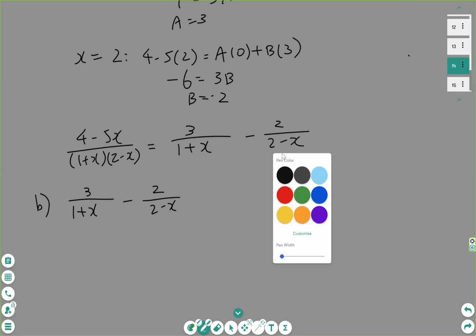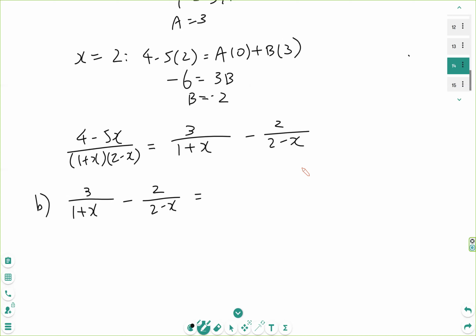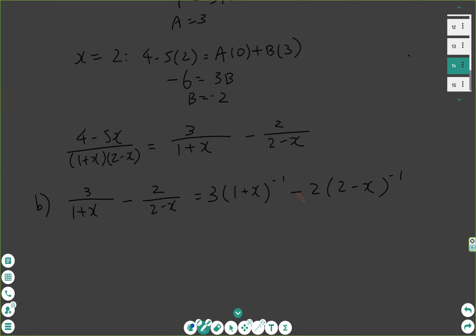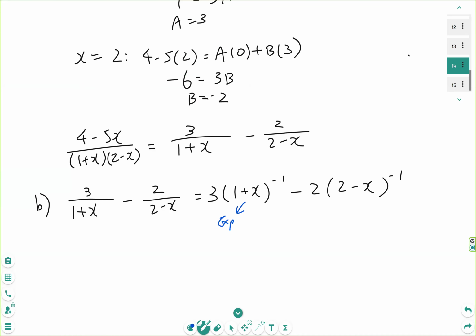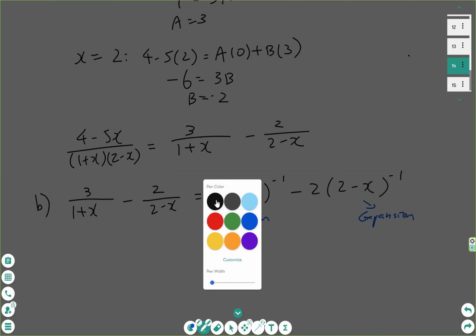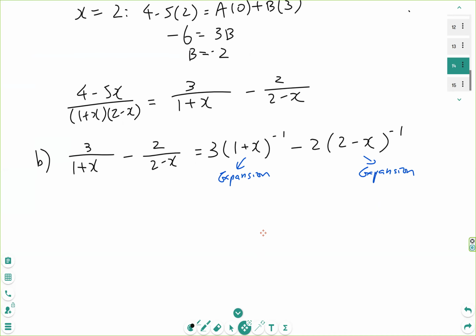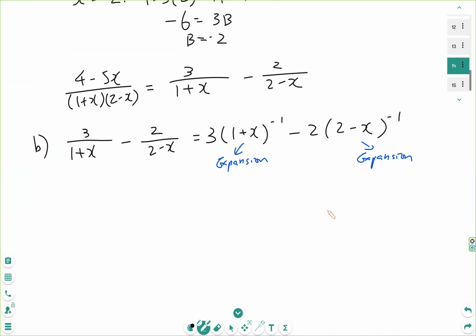So I want to expand this. How do I do that? Well, hopefully you remember binomial expansion. So we can do 3 times (1 plus x) to the power of minus 1, minus 2 times (2 minus x) to the power of minus 1. We'll do each expansion separately, up to x cubed. So let's do it one by one.